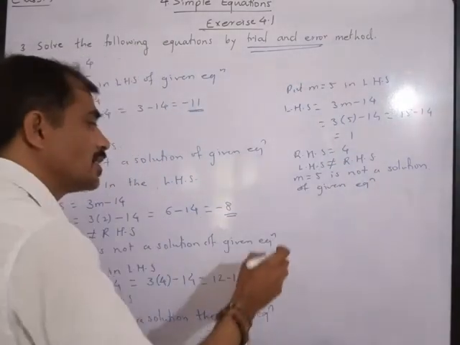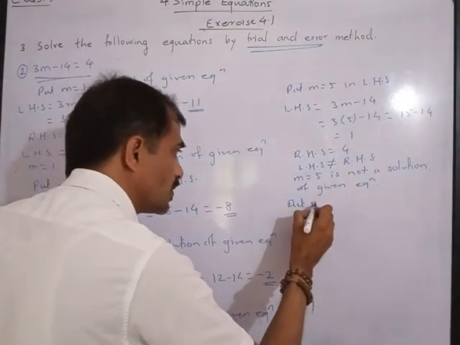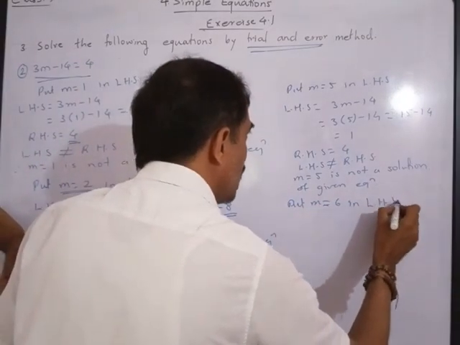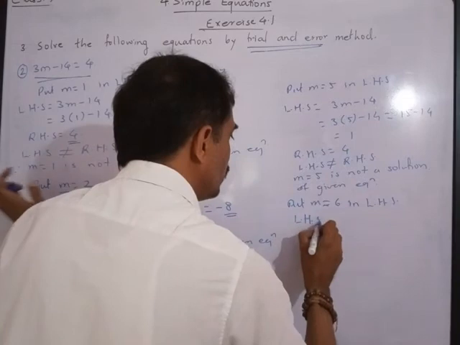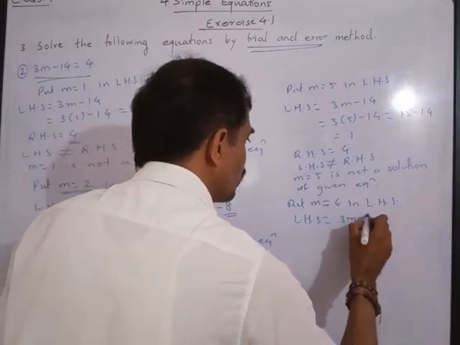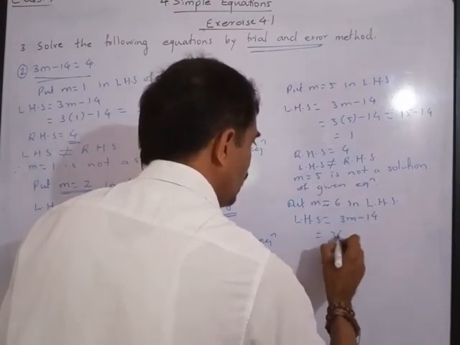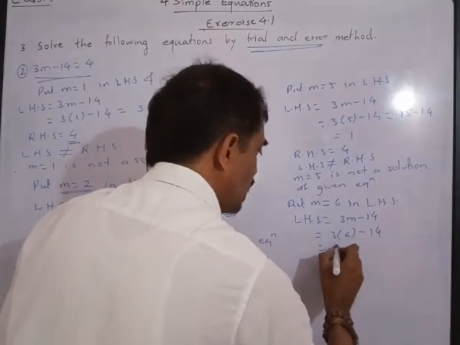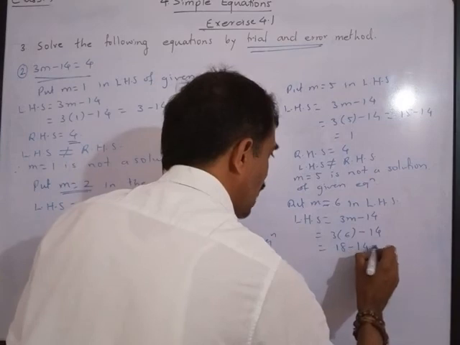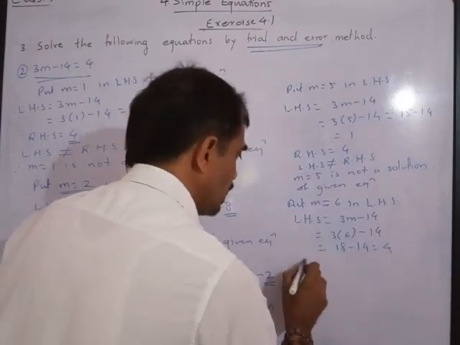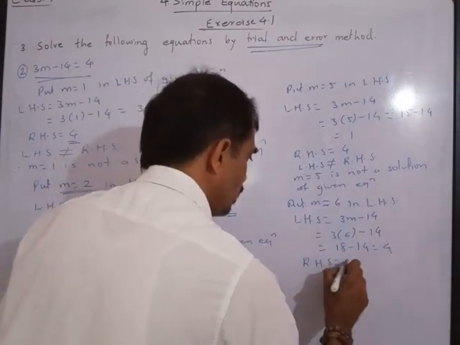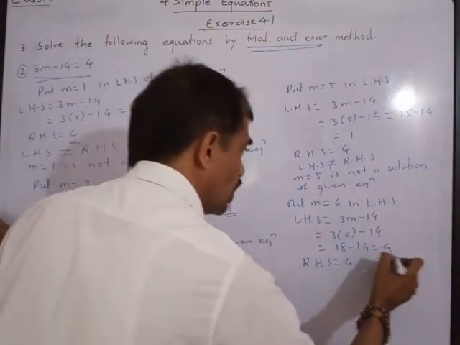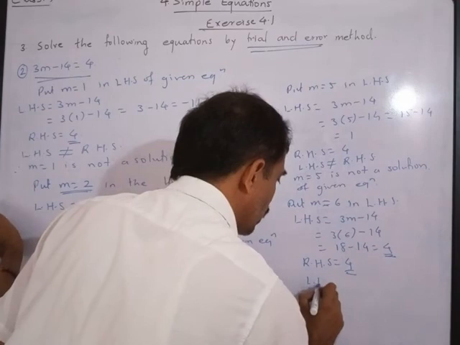Next, let us try some other value. Put m is equal to 6 in LHS. I will get LHS is equal to 3m minus 14. You get 3 into 6 minus 14, that is equal to 6 3s are 18 minus 14. The answer is 4. RHS is also 4. Please note here, left hand side is also 4 and right hand side is also 4. So here we have got LHS is equal to RHS.